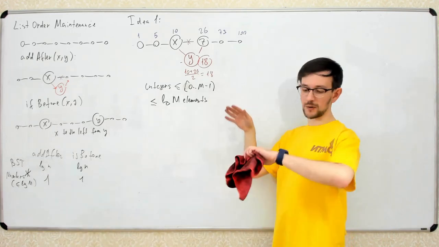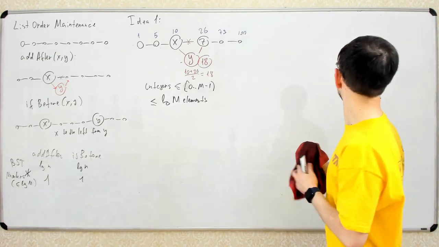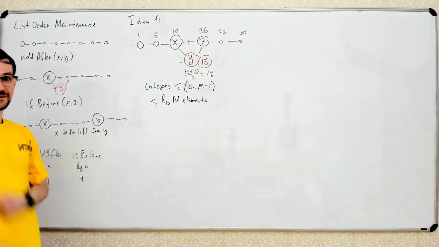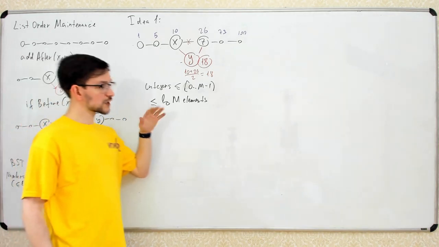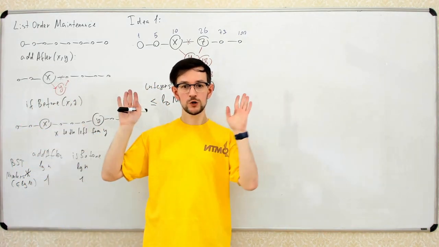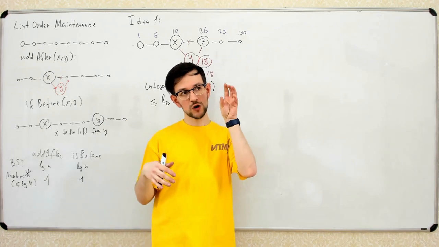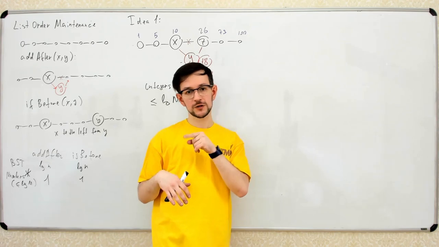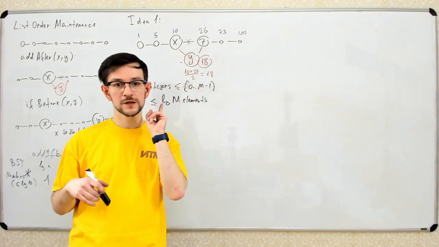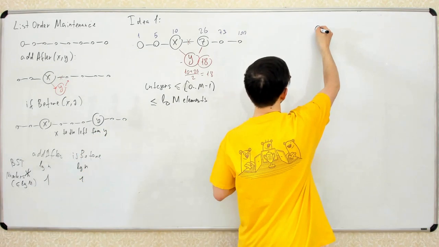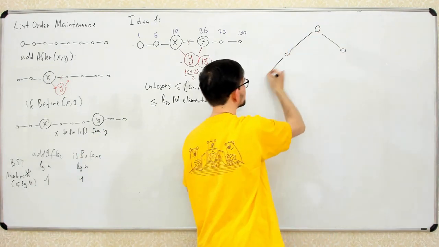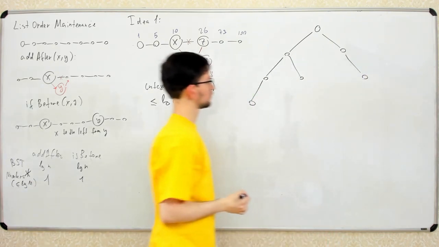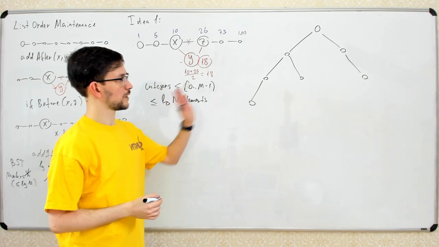Now, what happens when you have a big number of elements? Then you need to do something much more intelligent. Let's go. We will use kind of the same technique. We will assign an integer value to each element, but we will assign them in a different way. We will build a scapegoat tree. Let's build a scapegoat tree.